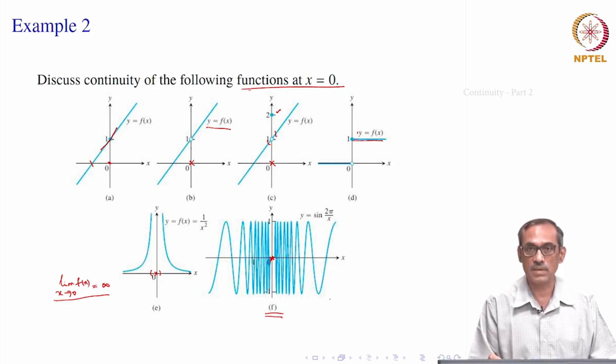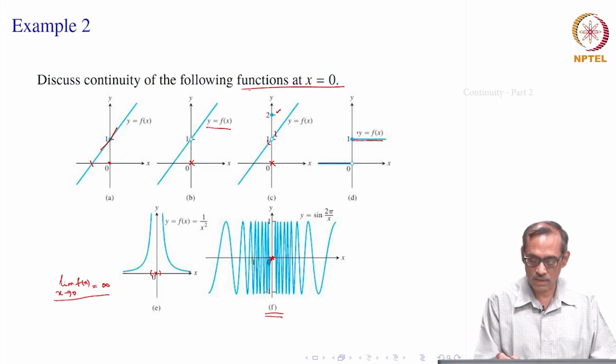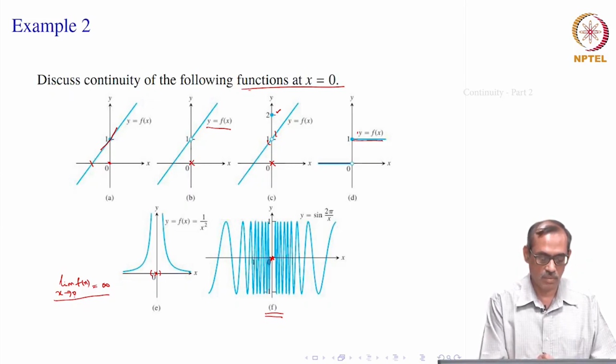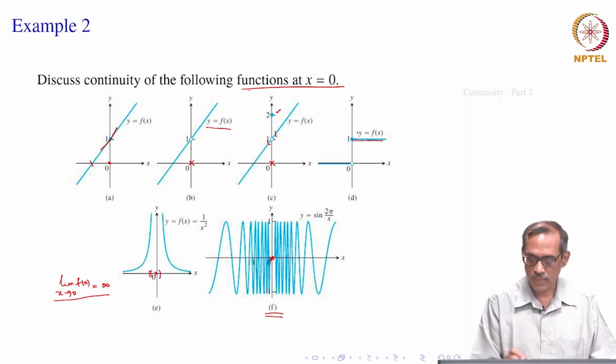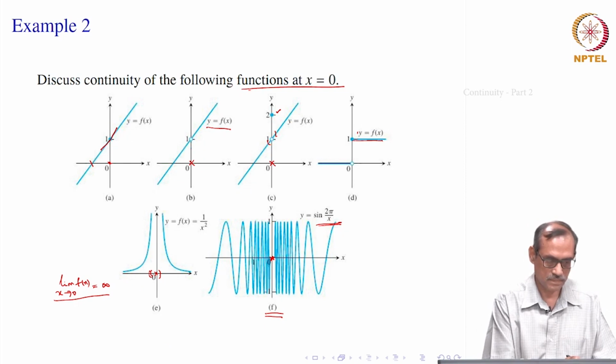So, it is discontinuous. But can we redefine it in such a way that it will become continuous? We cannot, because it is oscillating, though it is bounded, unlike the last case. In the last case, it was becoming unbounded in a neighborhood of 0. Here it remains bounded between minus 1 and 1. However, the limit does not exist, and also the function value is not specified. Therefore, it is discontinuous there. You can see various possibilities of discontinuity here.